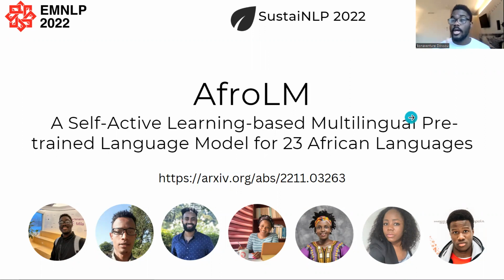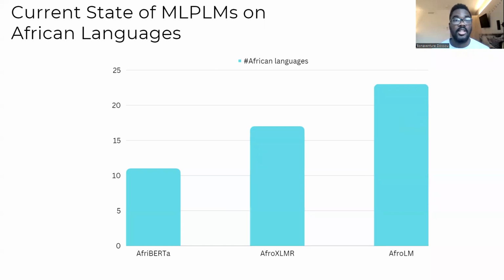So we are going to start with a quick overview of the current state of multilingual pretrained language models on African languages. But it's important for me to first remind you that current groundbreaking breakthroughs in AI and NLP are made possible with the use of large-scale multilingual pre-trained language models. So if that's the case, why do we have only three Africa-centric multilingual pre-trained language models, including AfroLM? Even if we look at the number of languages covered, AfroLM is topping with 23.